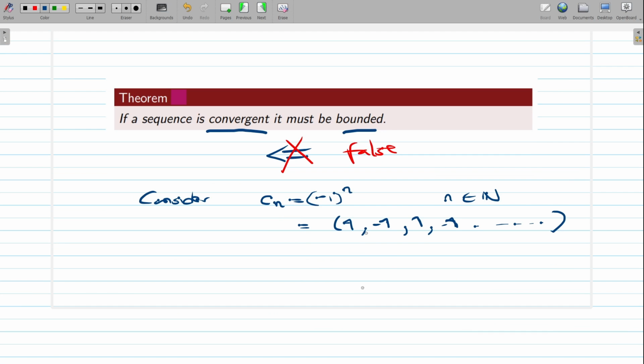Now you see that this sequence does not settle down to a single value, because it is sometimes 1 and then sometimes -1, so this sequence c_n is not convergent. So c_n is a divergent sequence, but this sequence is bounded because all the values are 1 and -1. So the biggest value we have here is 1, and the smallest value is -1. c_n is divergent but bounded.